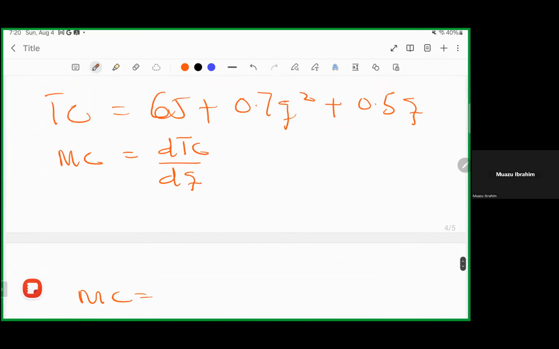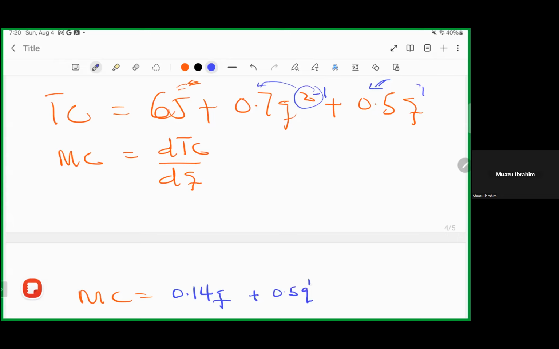So here the marginal cost would be what? Remember, this is constant, so when we are doing the differentiation, here will be 0. And then here, which we are going to differentiate with respect to Q, this 2 will come and multiply by 0.7. So we are going to have 1.4Q, because we subtract 1 from the power. Plus, here, remember Q is raised to the power 1, so if you multiply by 0.5, it's going to be the same 0.5Q.